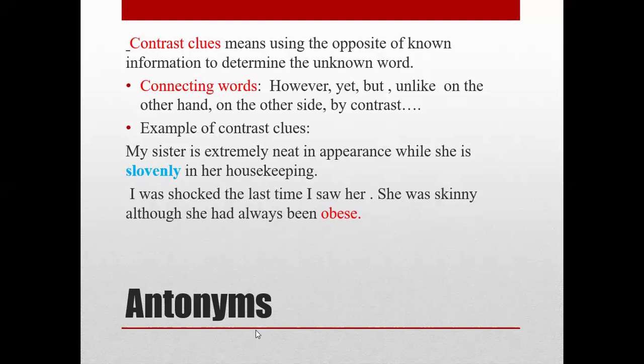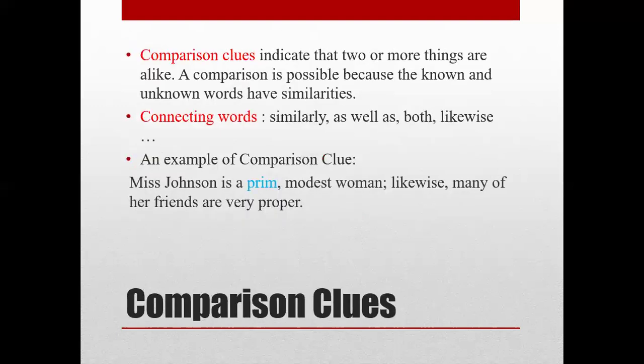So here, how could you know? Let's say that this is the first time to see the word obese. How would you know it means very fat? Because of the word skinny. She said she was skinny. "I was shocked the last time I saw her, she was skinny, although she had always been obese." So skinny means extremely thin. So this is also another way to help us understand the meaning of a hard word that we see for the first time. So the point is, when you see a hard word, don't be afraid. Try to learn how to deal with them.